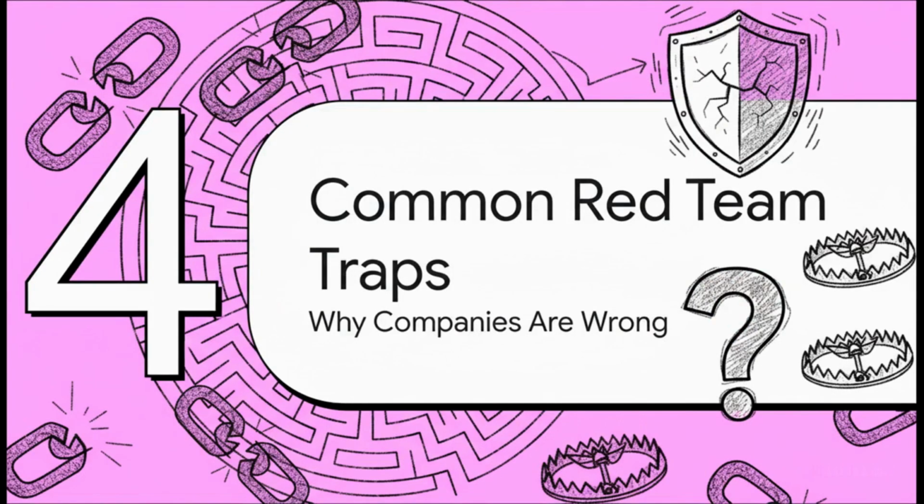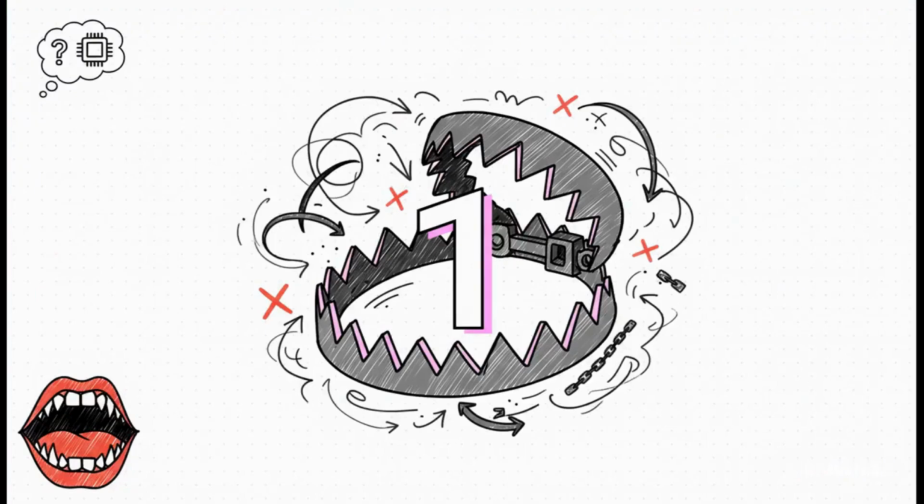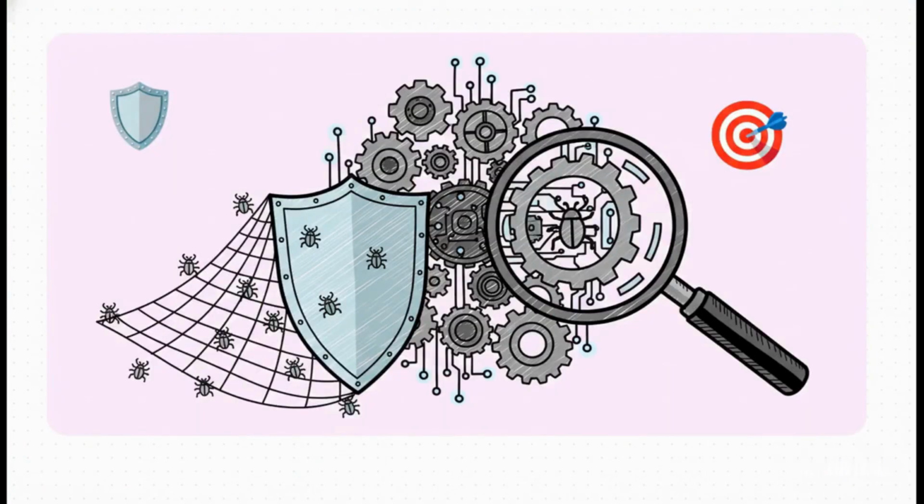Okay, here we go. This is the main event. This is the stuff that separates a real, solid AI testing strategy from one that just looks good on a slide. Let's dive into the 4 most common red team traps. The first trap, and I would say this is by far the biggest one, is thinking that red teaming is all you need to do.